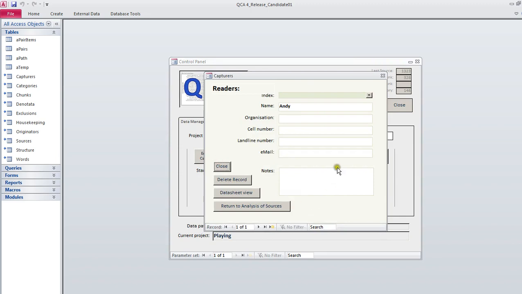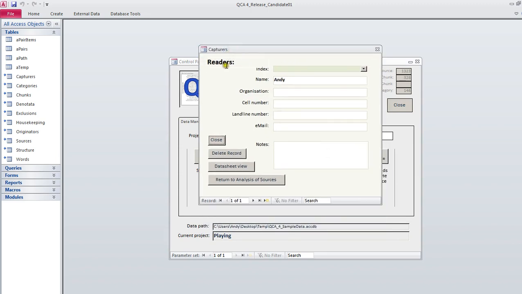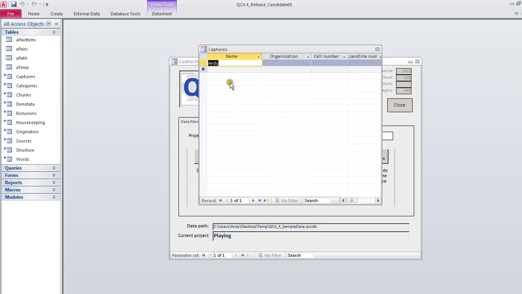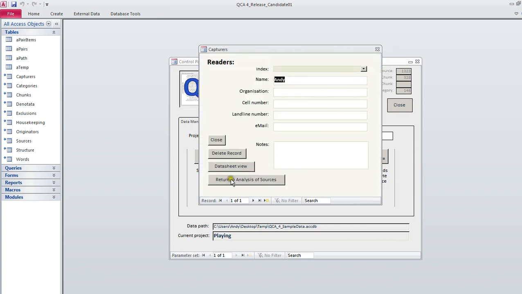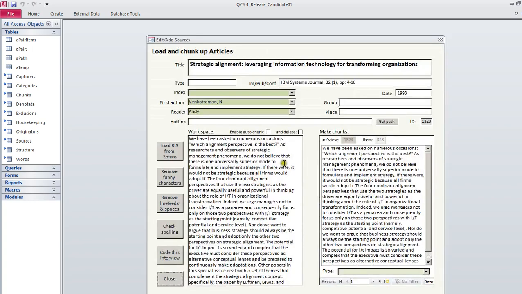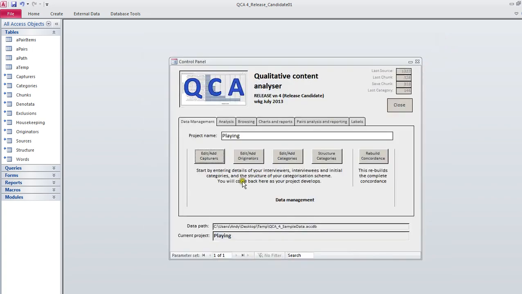Okay, we're going to set up our readers. Well, they were capturers a moment ago because we chose to label these things readers. This is an example where we're reading a few academic texts. These data management forms all contain the same sort of buttons here. We can close it, we can delete an entry, we can see a datasheet view, which is not very interesting, and go back to the form view, and we can return to the analysis of sources. That just takes you back to the working formula. We're going to come back there in a moment.